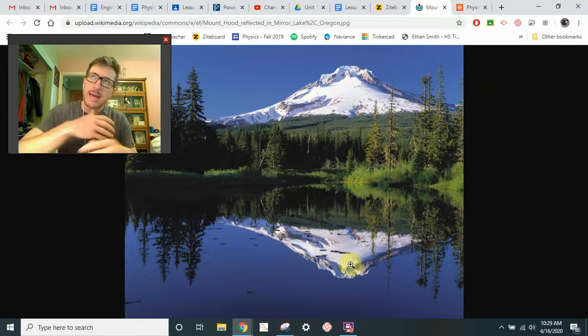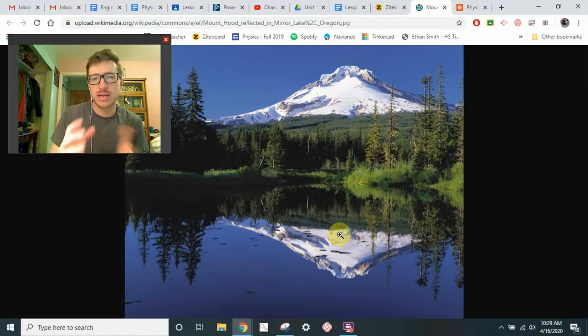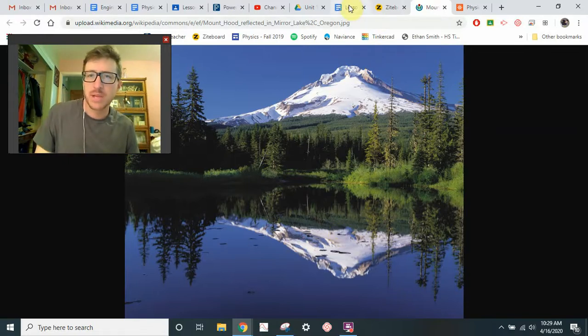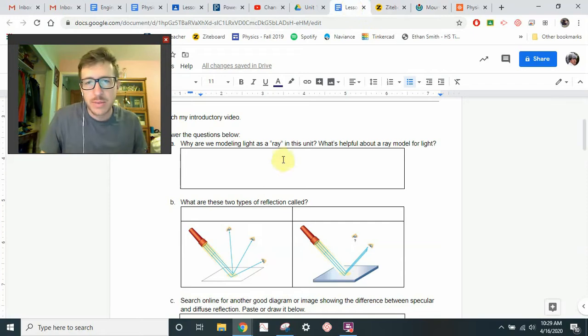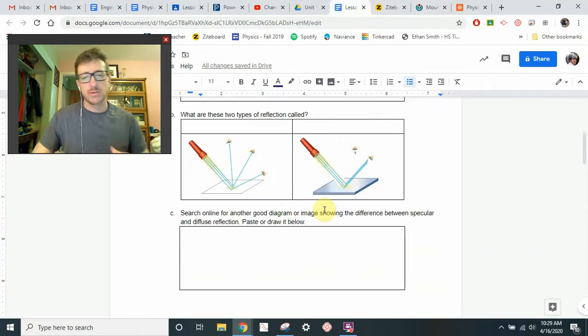Now, if you ever see a pond and it's really windy or really choppy, then you will get less of this smooth surface. It'll be a little rougher, and you'll get more of a diffuse reflection. You won't be able to see the mountain as clearly as when it's a nice smooth surface, okay? So that's talking about reflection. We have specular and we have diffuse. And I'd like you to research some other images. It's nice to see some visuals on that.